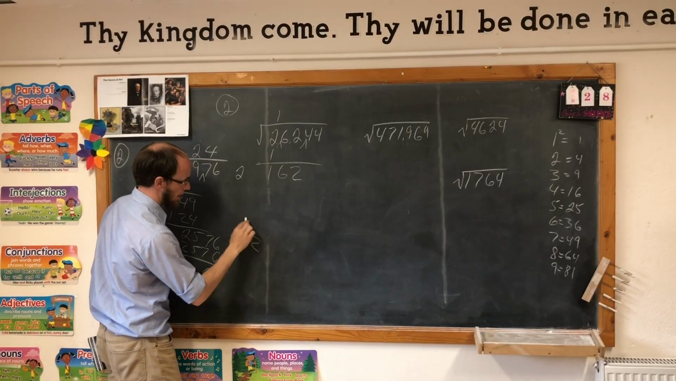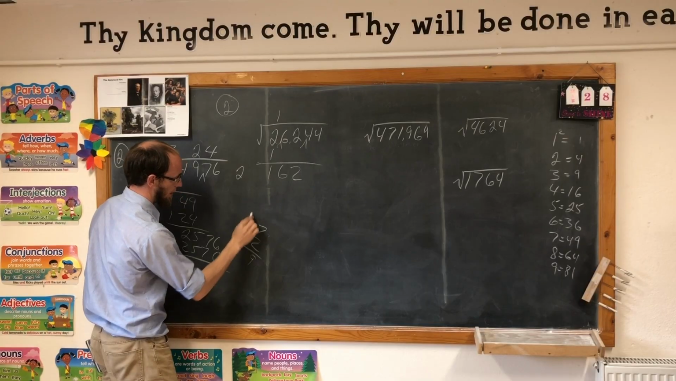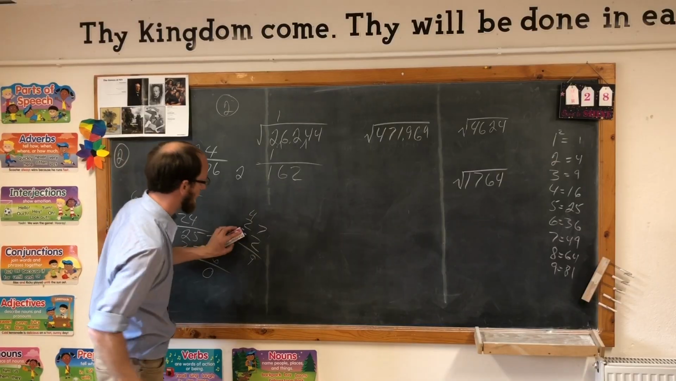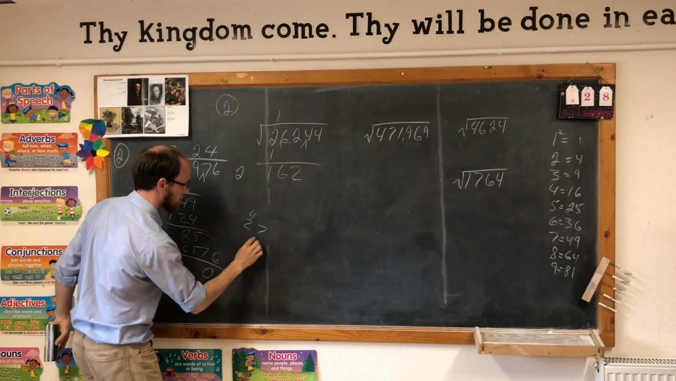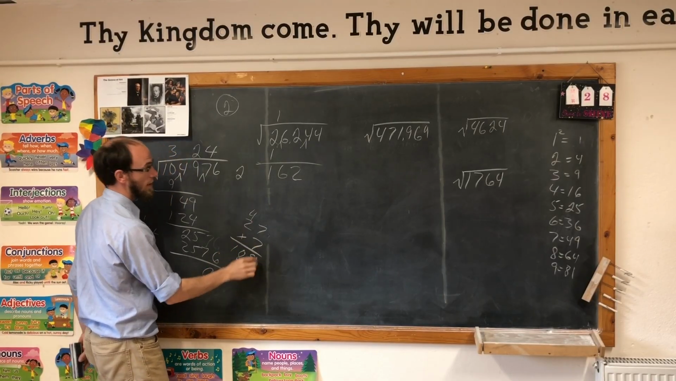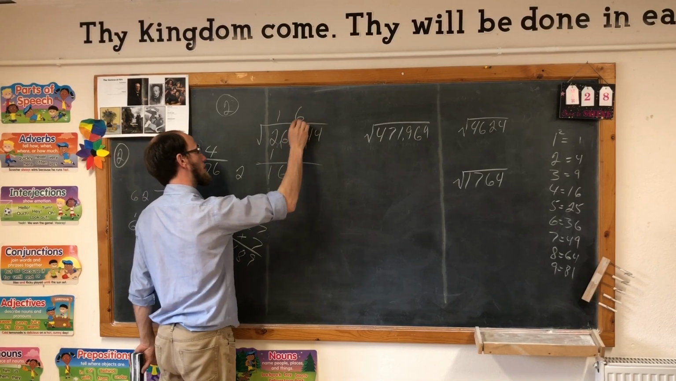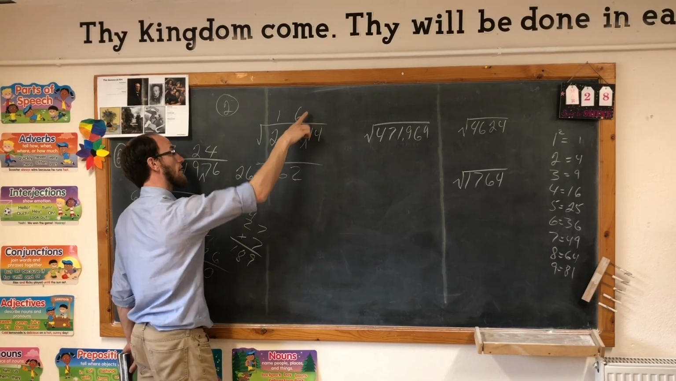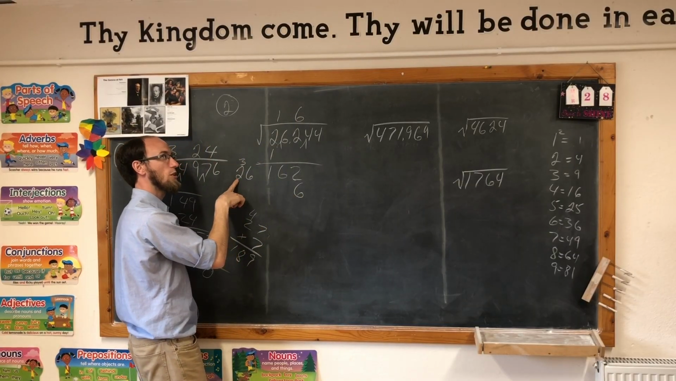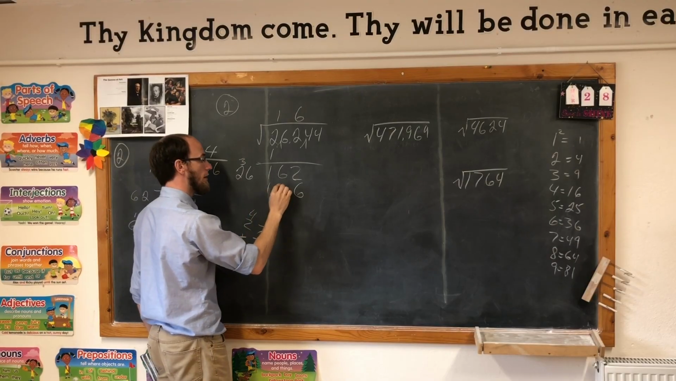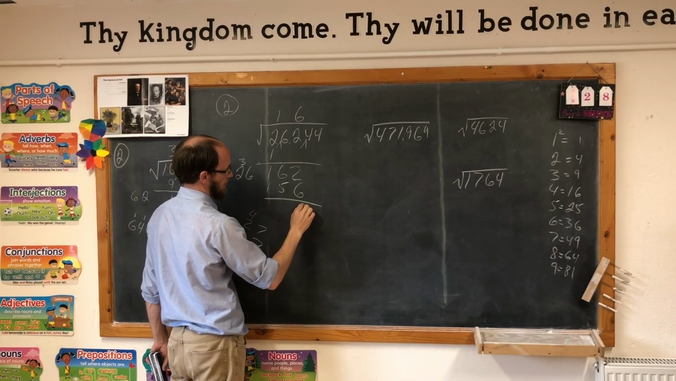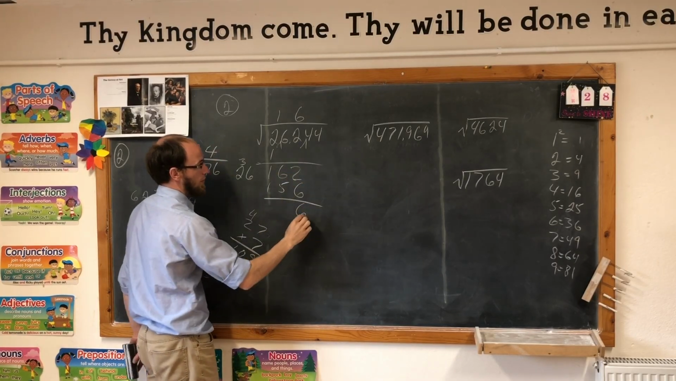In fact, we went 8, 7. 7 times 27 is 49, 14, 18. Even 7 is too big, so we're going to have to use 6. Put our 6 there, and put our 6 here. 6 times 6 is 36. Carry the 3. 6 times 2 is 12, 13, 14, 15. And 162 minus 156: 12 minus 6 is 6. We'll bring down the 44.